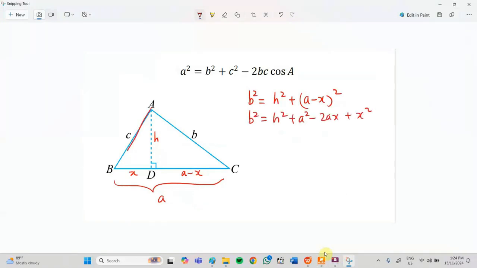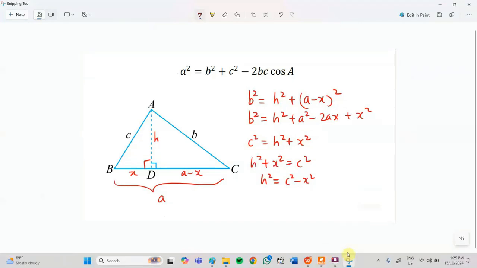Then we move on to this triangle here, ABD, where you also have a right angle triangle and the hypotenuse is c. So we let c squared be h squared plus x squared. From here, we want to have h squared in terms of c squared and x squared. So h squared plus x squared equals c squared, and h squared equals c squared minus x squared.